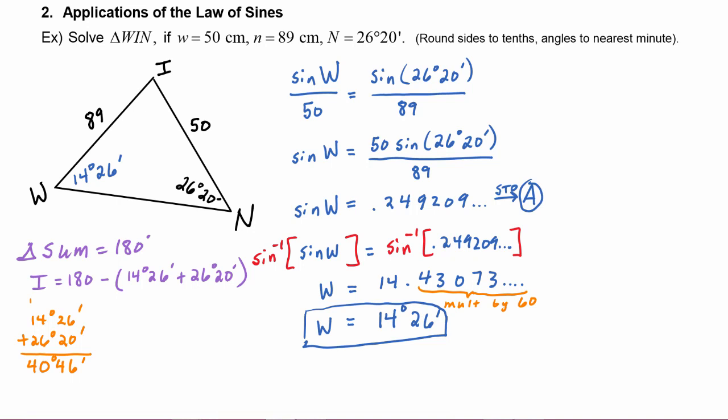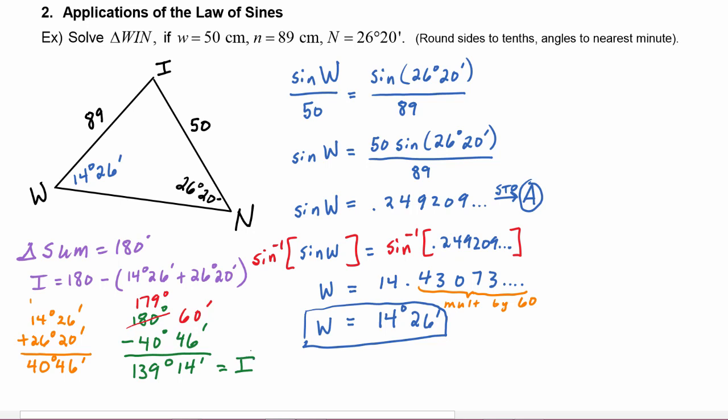So if we start off with 180, we will have to subtract 40 degrees, 46 minutes. We know that 180 degrees will turn into 179 degrees, 60 minutes. And doing this subtraction, we've got 60 minus 46, we know is 14 minutes. And then 9 minus 0 is 9, 17 minus 4, we've got 13. So that means that angle I is going to be 139 degrees, 14 minutes. And we put that in our picture.